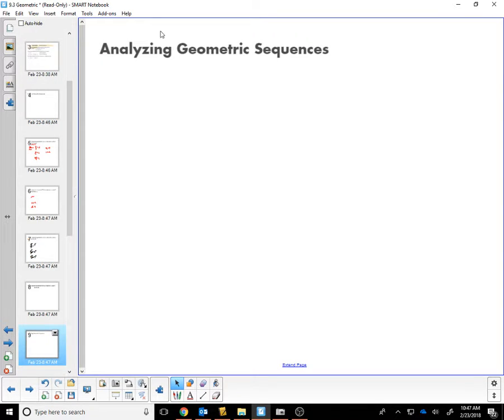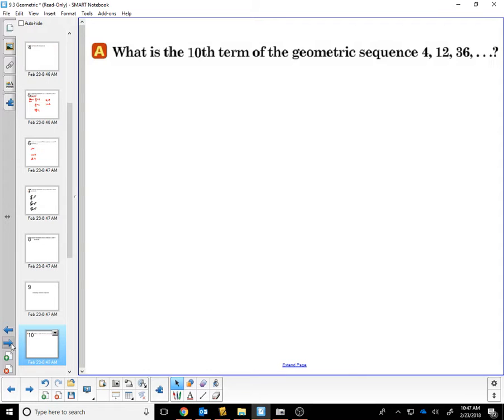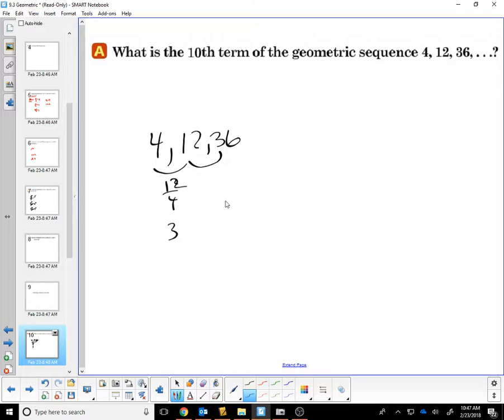All right, I think you guys get the point there, right? Analyzing these sequences. So here I have a question. We've got a sequence that says 4, 12, 36, and they want to know what the 10th one is. Let's see what's happening from here to here. 12 divided by 4 is 3, right? 36 divided by 12 is 3 also. So what's really happening to get to the next number? It's being multiplied by 3, right?